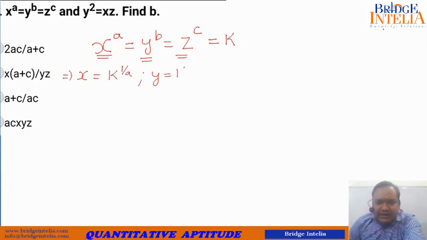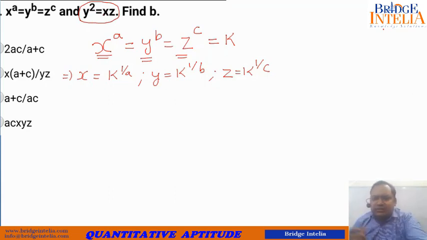Similarly, y can be written as k to the power 1 by b, and z can be written as k to the power 1 upon c. Now come to the second fact. So what is the second fact? Second fact tells us that y square is equal to x into z. So instead of dealing with x, y, z, now you play with k, the variable that you have just introduced. You will reach the answer immediately.